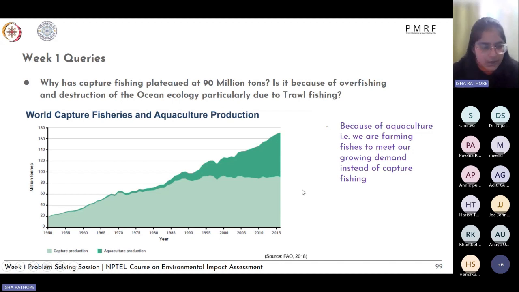Now this is because of aquaculture, that is, we are farming fishes directly. We are farming fishes in fish farms and culture farms to meet the growing demand of fish as diet food instead of capturing fishes in the oceans. Okay. So that plateau in this graph is because of the increase in the aquaculture production.